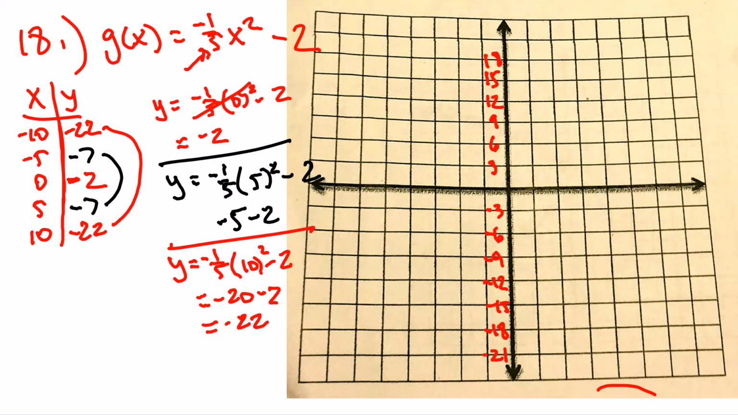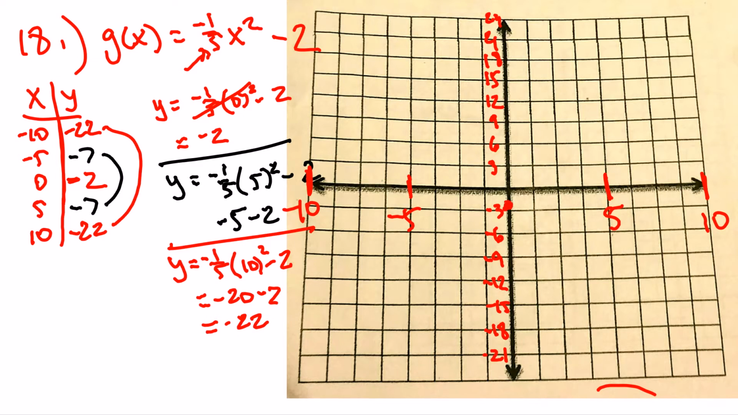But in this case, I'm going to make the x's go, we'll say this is 5, and this is 10. So that means this is negative 5, and this is negative 10. So I'm going to go 0, negative 2. It's right here.